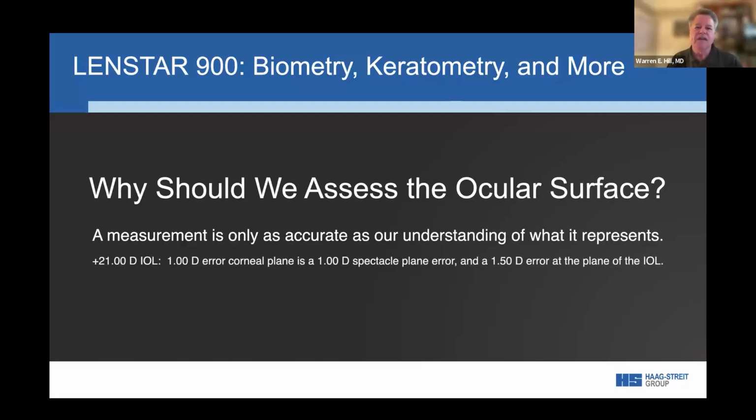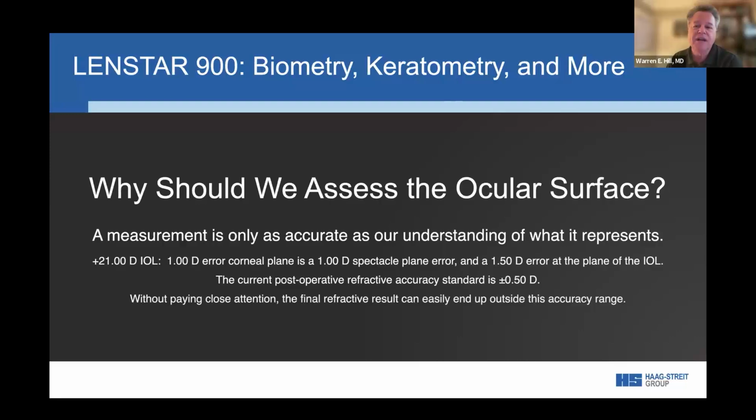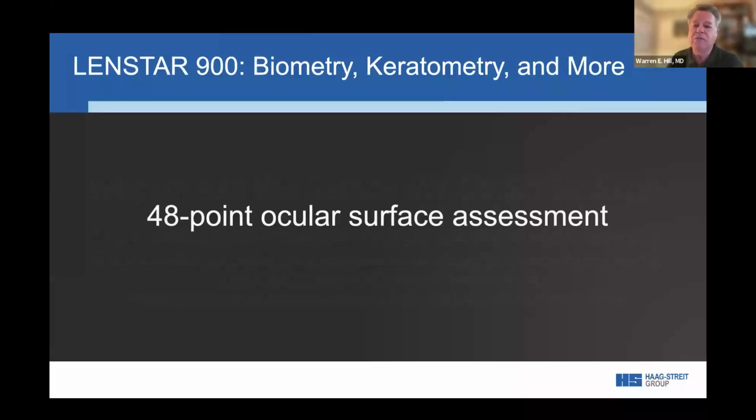And just a reminder, for a 21 diopter lens, a 1 diopter error at the corneal plane is a 1 diopter error at the spectacle plane, but that's a 1.5 diopter error at the plane of the capsular bag. And our current standards for accuracy are plus or minus half a diopter. If we don't pay close attention and make sure that the measurements are correct, let's say somebody has an unstable ocular surface or a very dry eye, it's really easy to get outside this range. And for those of us that develop IOL power calculation methods, the keratometry is one of the areas where it's really easy to get into problems.